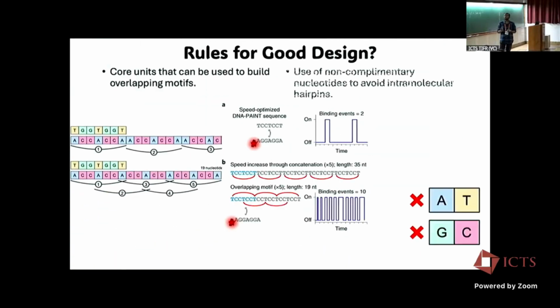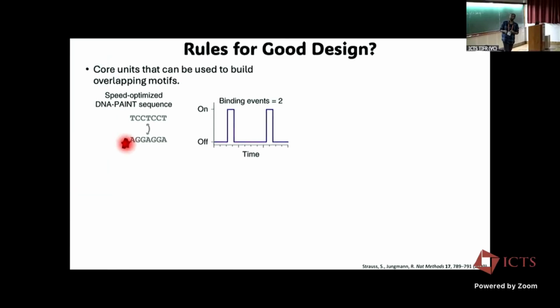But the question is, how do we decide which is the best sequence? How do we make sure that the sequences we are picking are actually correct? So the first thing we want to do is get as many binding events as we can in the time in which we are recording that image. If you are looking at this sequence, this is a 7-nucleotide sequence, which is TCC TCC T.